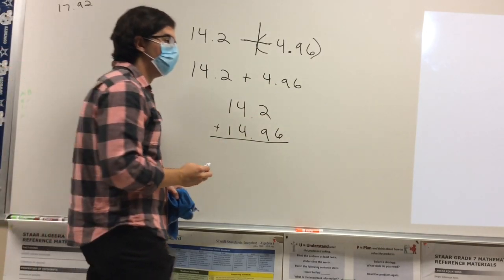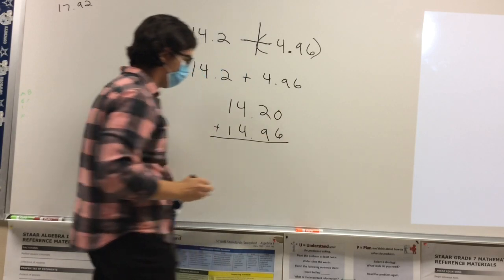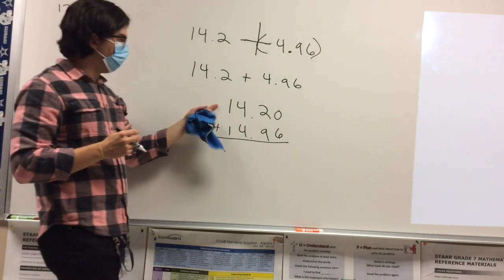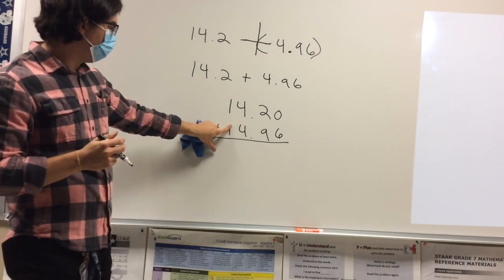A what? A 0, right? As a place value holder. Now, is my answer to this problem going to be positive or negative, and how do we know? Reed, tell me. Positive because they both are positive. It's going to be a positive answer because both of these numbers are positive.